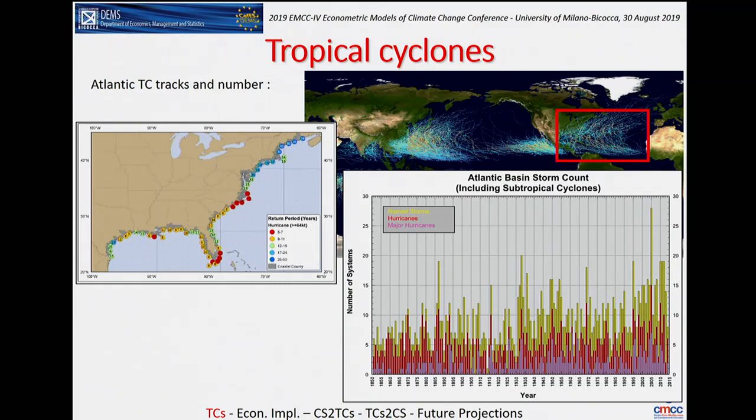You can see that there are no huge changes in the number of tropical cyclones, but if you focus on the most intense ones, something seems to be happening in the last period. So it seems that we are starting to have more intense tropical cyclones. And this is something that we will investigate a bit more, also in terms of projections based on our results coming from general circulation models.